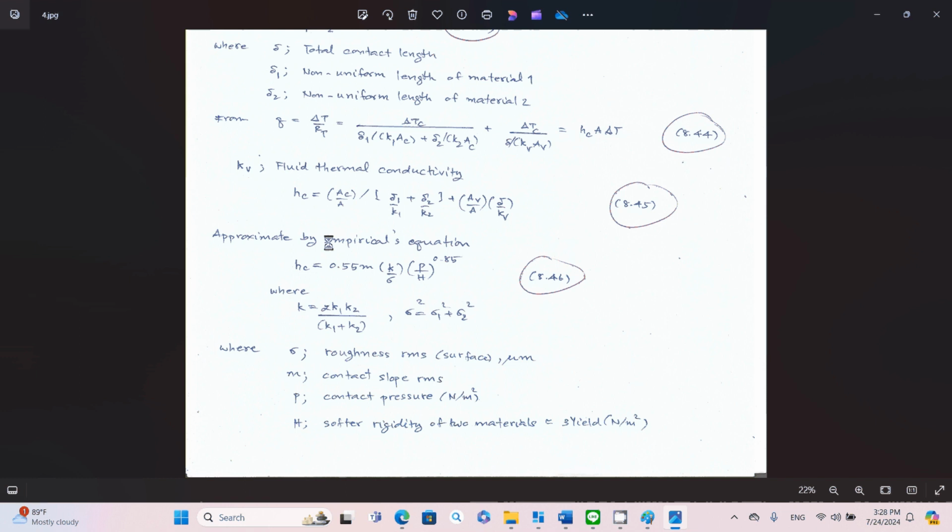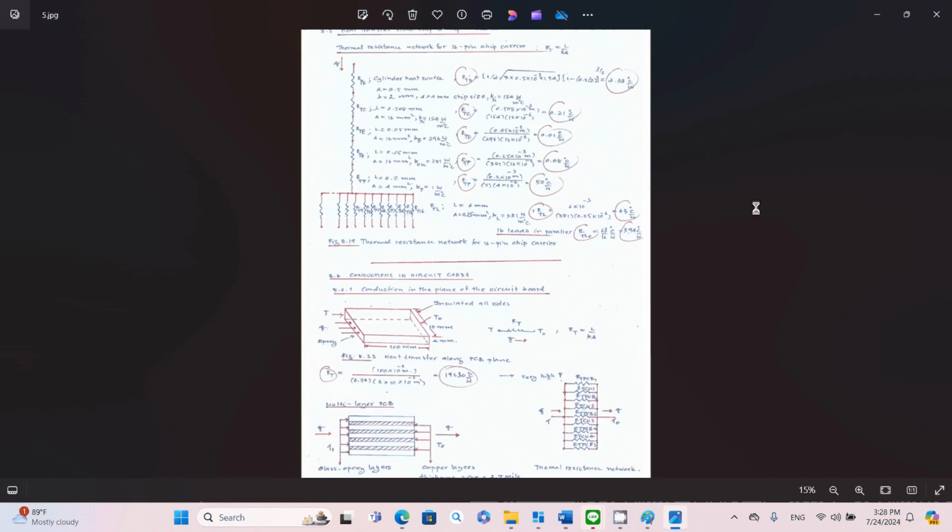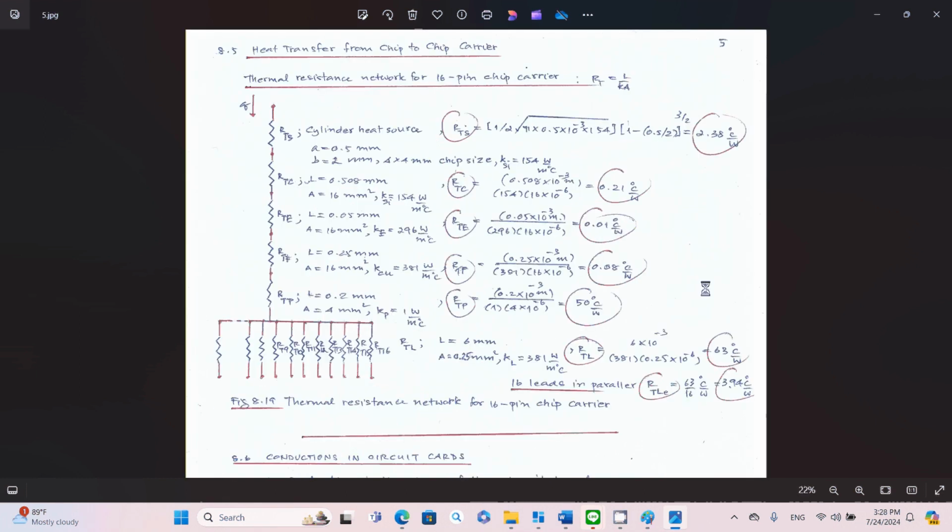It's a bit more complicated. Actually, I took this in a PhD course, so that's why I'm going to pass on this equation, but just be familiar with imperfect contact. Now let's get back to our thermal analysis. Topic 8.5, heat transfer from chip to chip carrier.